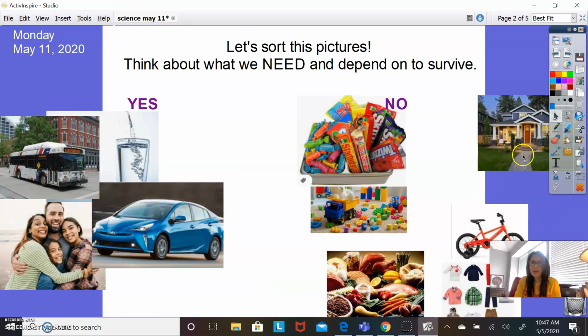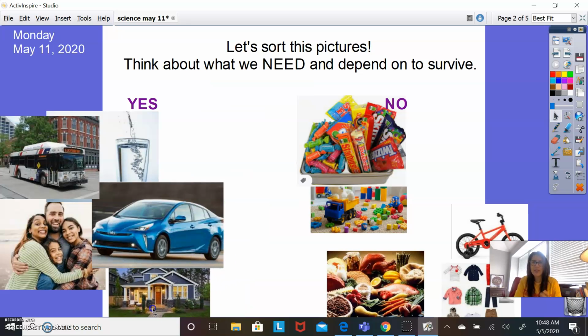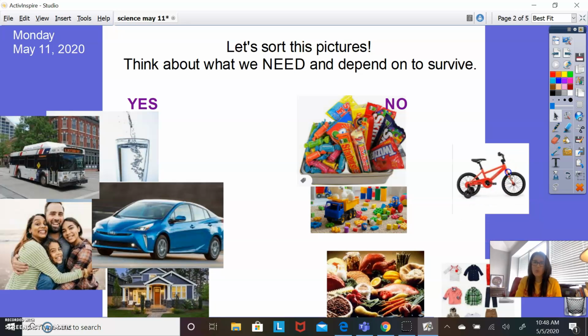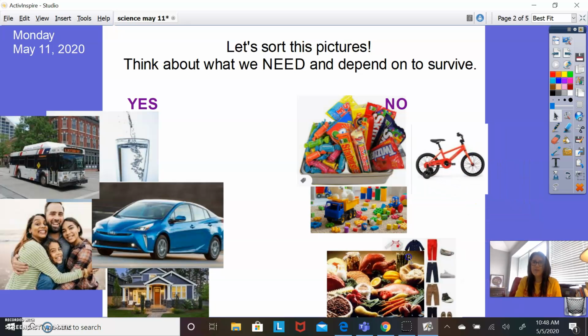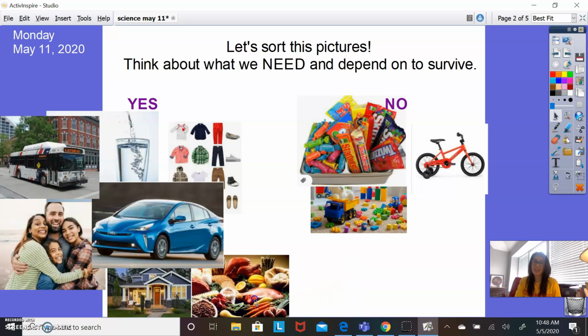What about a house? We need some form of a habitat, a place to live and stay safe from the outside and to live and sleep in, right? We're going to put that here. A bicycle. It's great to have, but we don't need it, right? What about clothes? We're going to say yes. And last, food. Yes, we need those things, right?